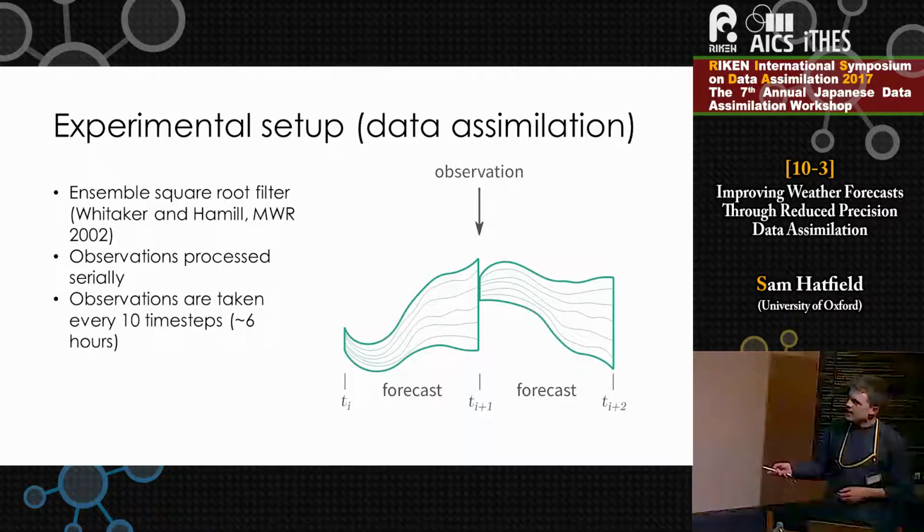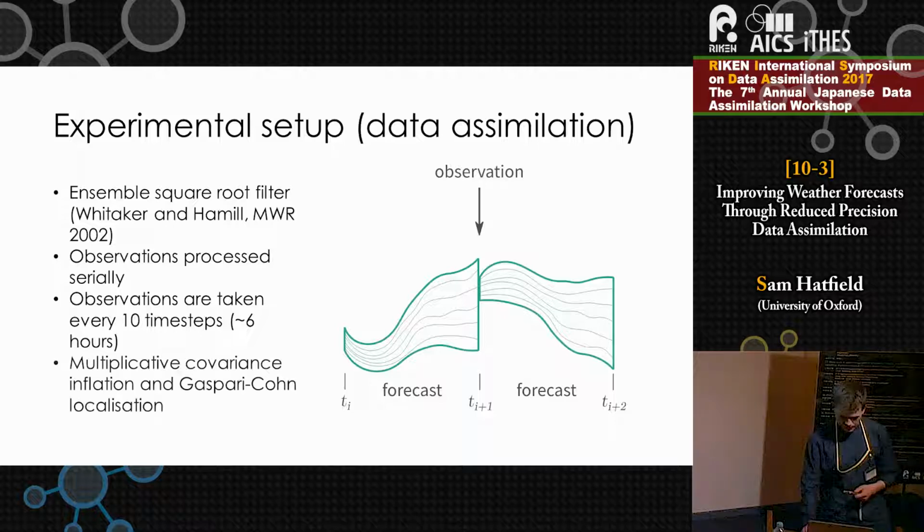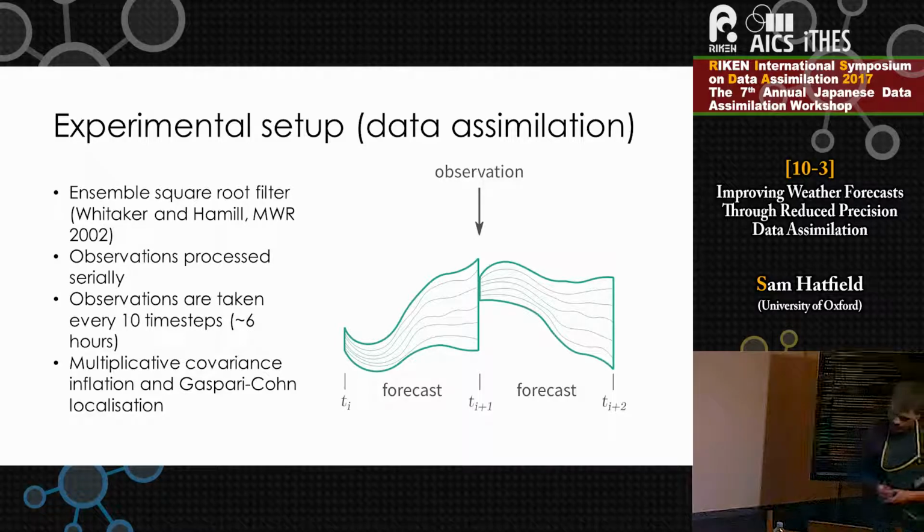Of course, you should take this comparison with a pinch of salt, because it's actually quite difficult to estimate error doubling times for a model like the 3-layer Lorenz model. And I use a simple multiplicative covariance inflation applied to the background perturbation matrix and Gaspari-Cohn localization.